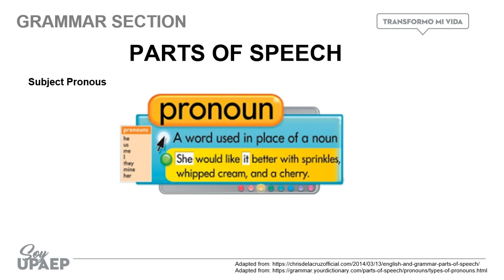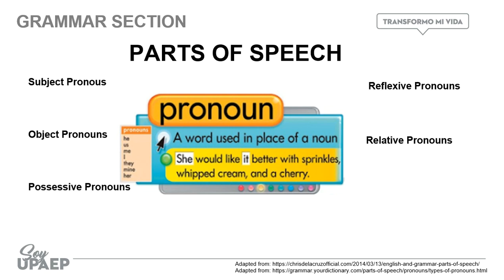There are different kinds of pronouns. Subject pronouns, object pronouns, possessive pronouns, reflexive pronouns, relative pronouns, indefinite pronouns. In terms of subject pronouns, they are the ones that replace a subject. For example, I, he, they. Object pronouns are the ones that replace the object. Me, her, us.